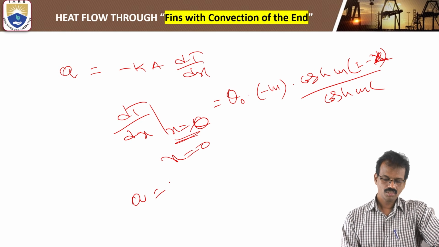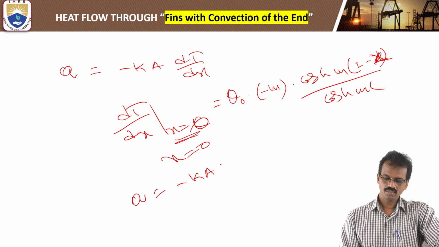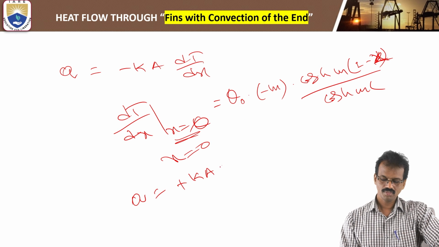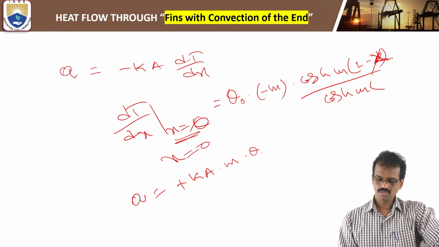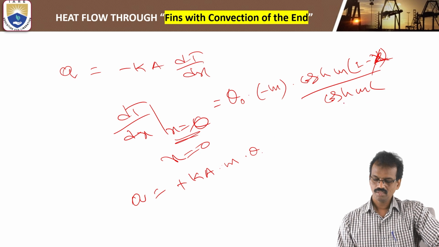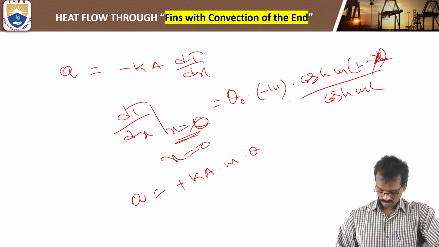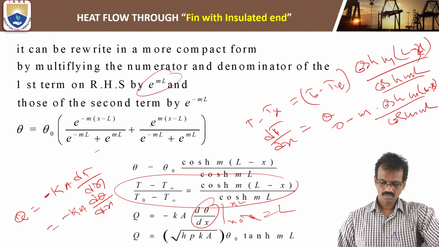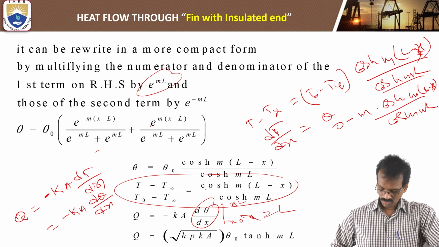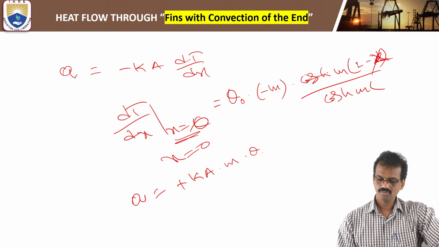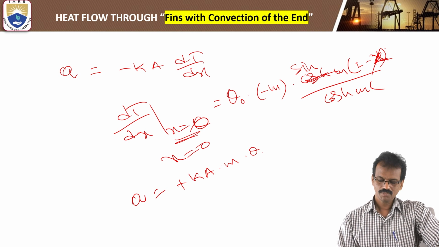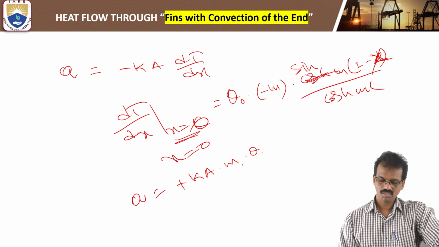Q is equal to minus kA into minus m, that is plus m, into theta naught. At x equal to 0, the derivative means sinh in place of cosh, sinh m(L minus x), so this means sinh mL by cosh mL. So that is tanh mL.